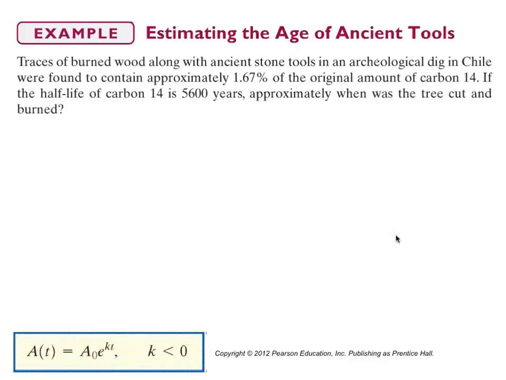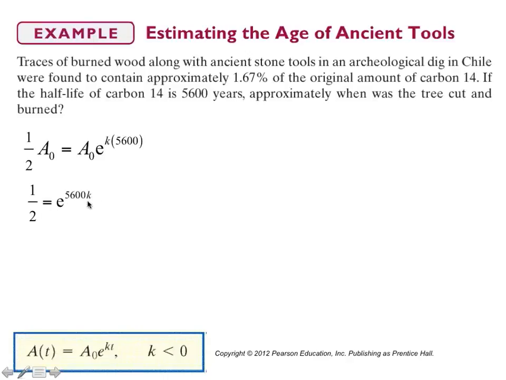So what we're trying to figure out is approximately when the tree was actually cut and burned. So we're going to use our equation for decay right here. Now, we know that whatever our original amount is, we now have half of that after a time of 5,600 years. So we know that at 5,600 years, our original amount has been cut in half. So that's what we're doing right here. And then we're dividing both sides by A naught. So we get 1/2 equals e to the 5,600 times k power.